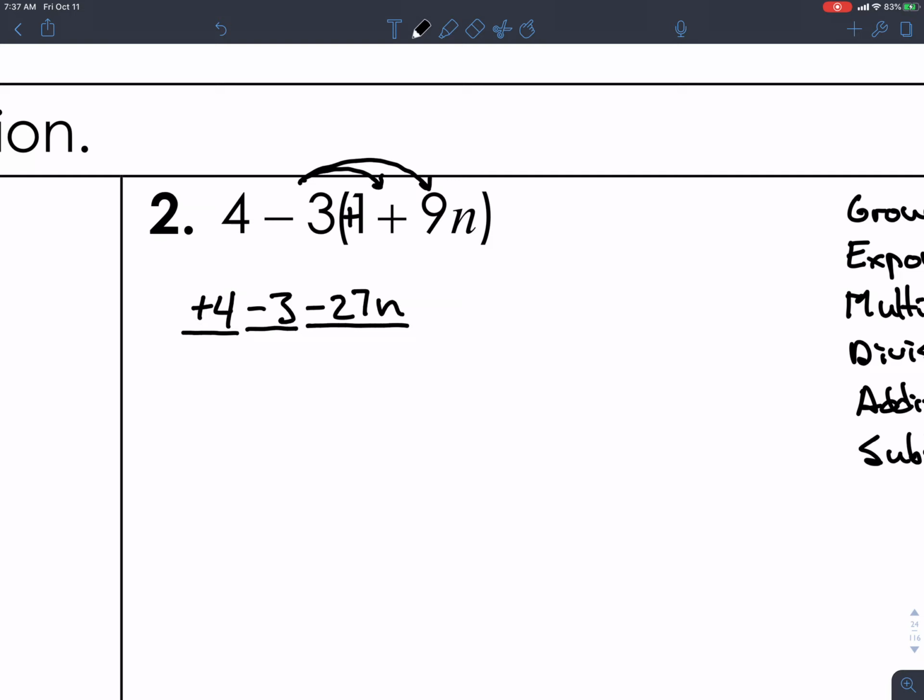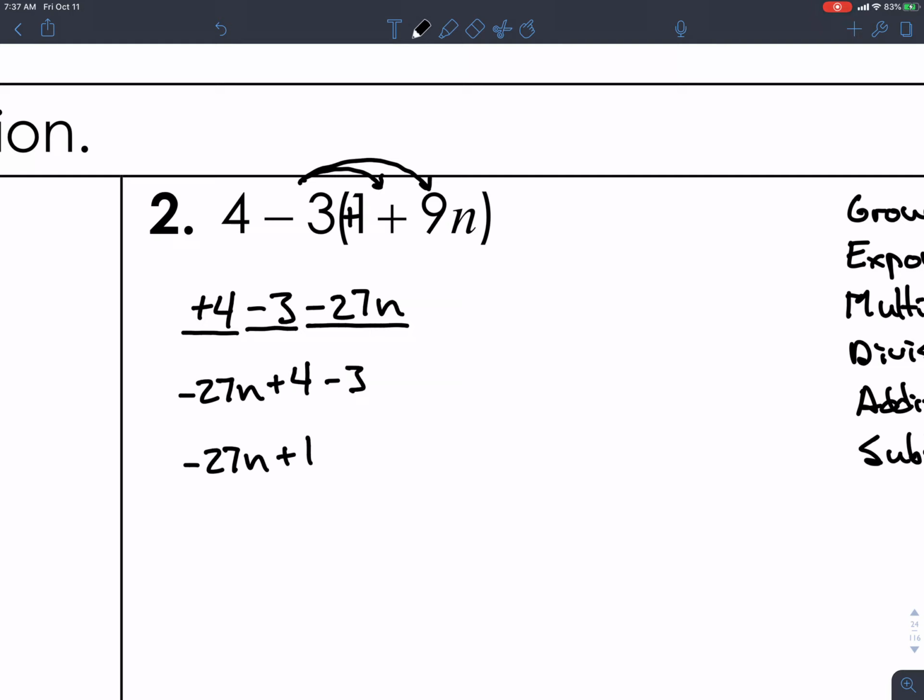Now let's put these in order, variable terms first. That negative 27n comes first. Okay, then I can put the positive 4 and the negative 3. Now we can combine like terms. Do you see any other terms with an n? No, so I can't combine it with anything. It's just negative 27n. Now I've got a positive 4 and a negative 3. Well, what's 4 minus 3? It's positive 1. We're done. You have to have a sign on every term except the first one if it's positive.